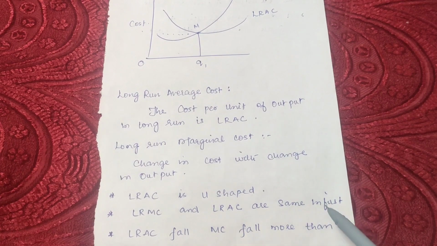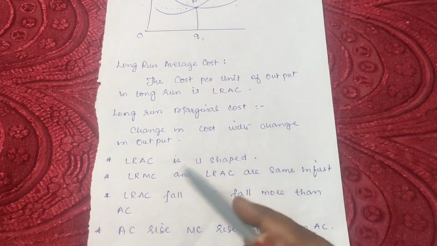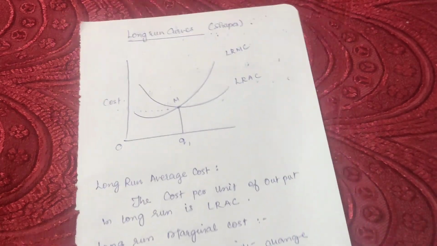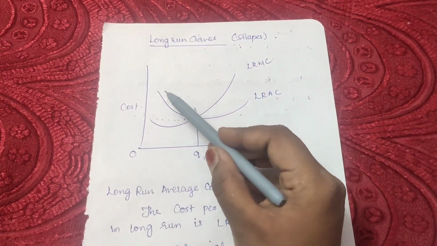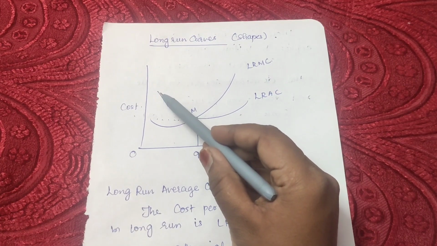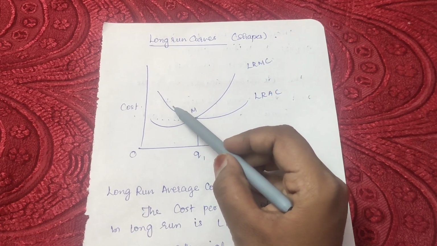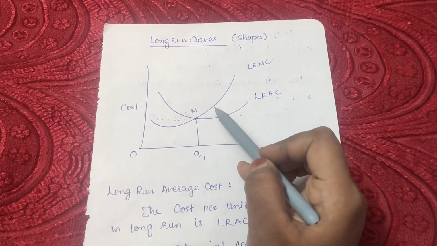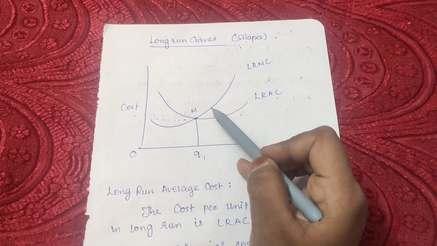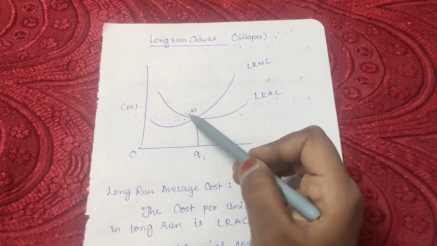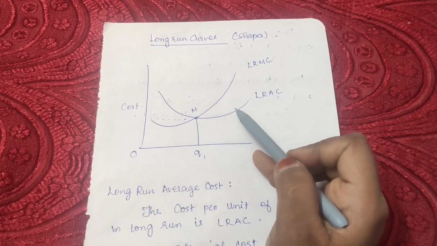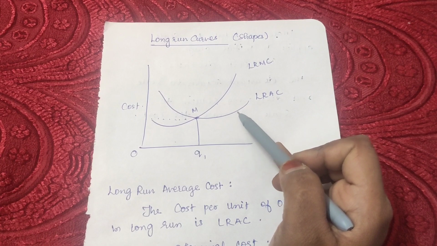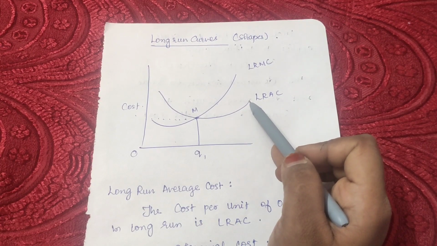LRMC and LRAC: first, when LRAC falls, MC falls more than AC. When AC rises, MC rises more than AC. Why is it happening? Because of increasing returns to scale. When there are increasing returns to scale, the cost will be less and the output will be more. And after this, we have constant returns to scale, where however much input you contribute, that much output you will get. Okay, and then we have decreasing returns to scale, where the cost is more but the output is less.